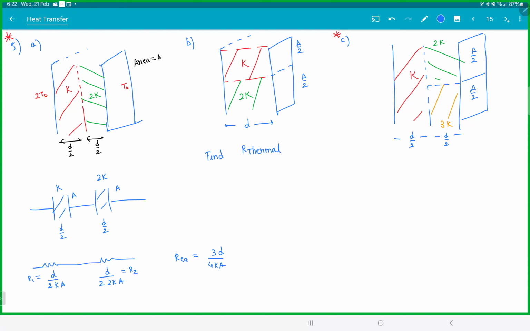That way, you can just split the left and right into two parts and solve. They'll become two resistors. What is the formula for resistance? Length by K into area. Length is the length along the heat flow. A is the area perpendicular to the heat flow. Try B and C. C is the main question in this. A and B are just for you to get a feel. If I ask you in the exam, I'll ask you C directly.